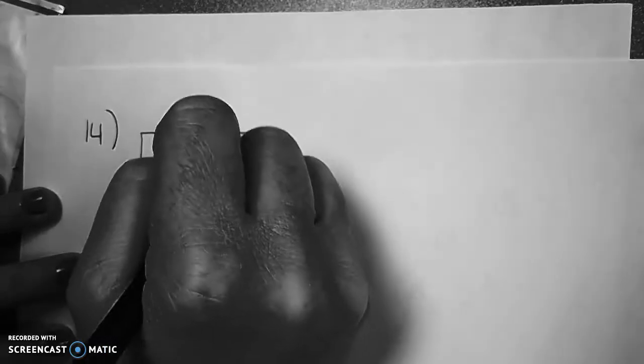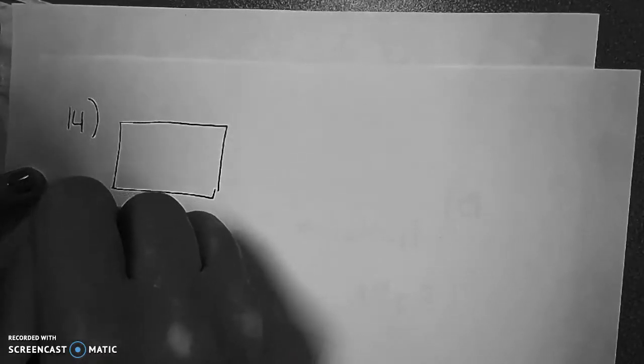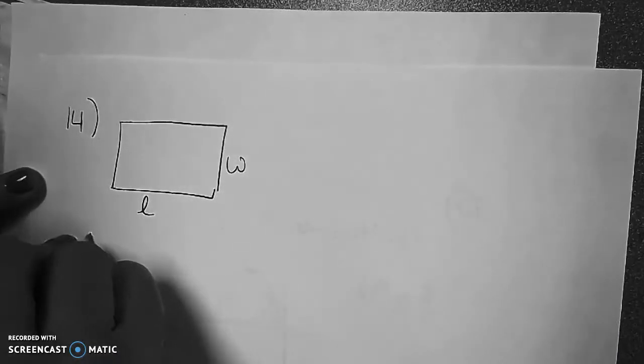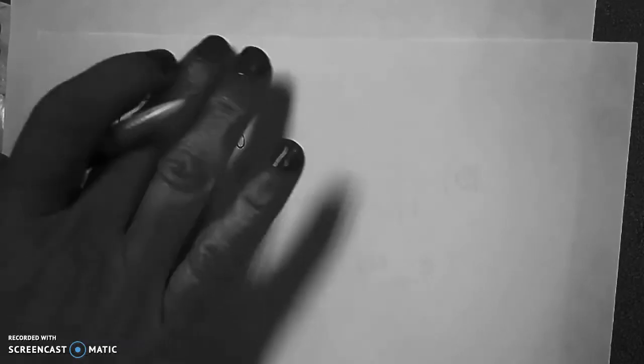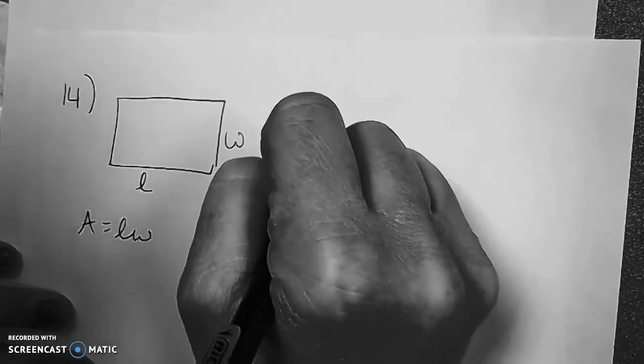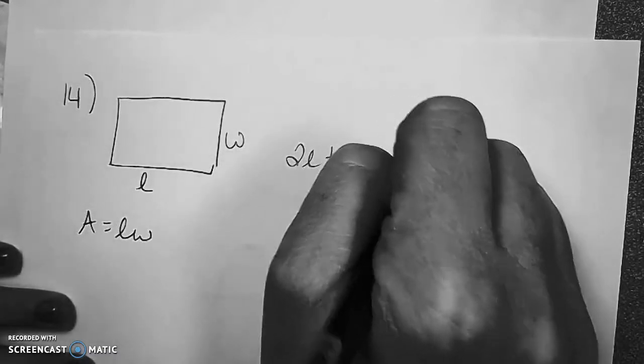Next, we're going to look at number 14, which says you want to create a flower garden. You have enough flowers, and it's the shape of a rectangle. You want to create the largest garden possible, so we'll call this length and width, which means area can be represented by L times W. We're also given that we have enough flowers to make 700 feet around the outside.